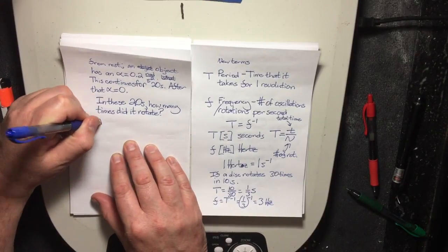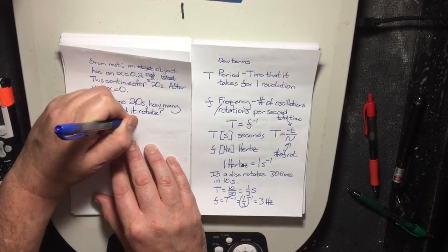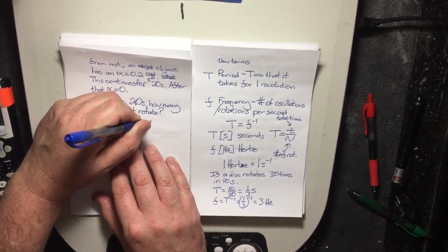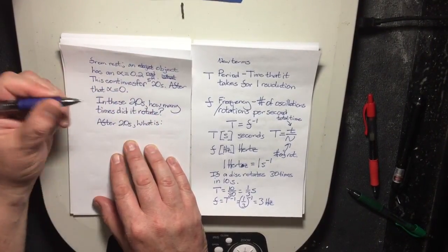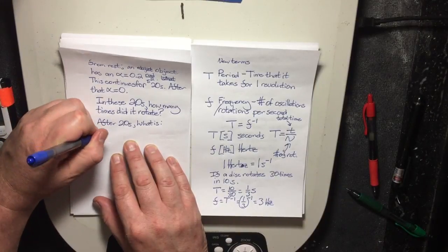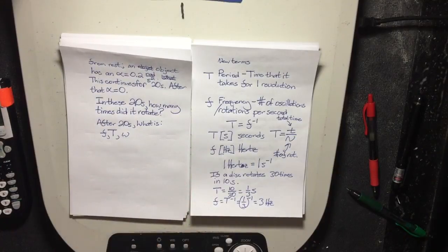Next, after 20 seconds, what is its frequency, period, angular velocity? So after the 20 seconds, what is its angular velocity? What is its frequency? What is its period? And during the 20 seconds, how many times did it rotate?